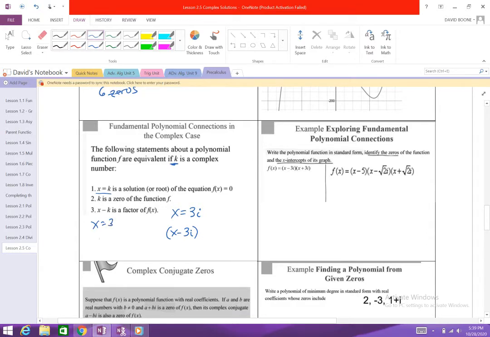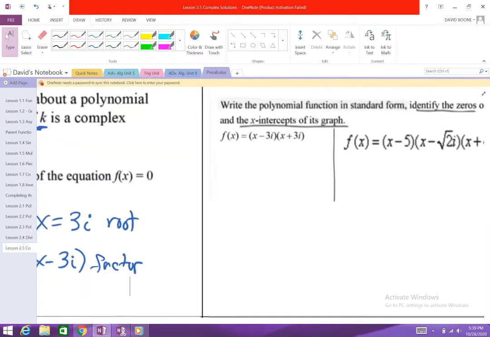If you had x equals 3 as a root, well, then what you had is x minus 3 as a factor. So again, that's a root, this is a factor. And if I got an imaginary root, this is what the factor would look like. All right, so let's put that into play with a couple problems over here.